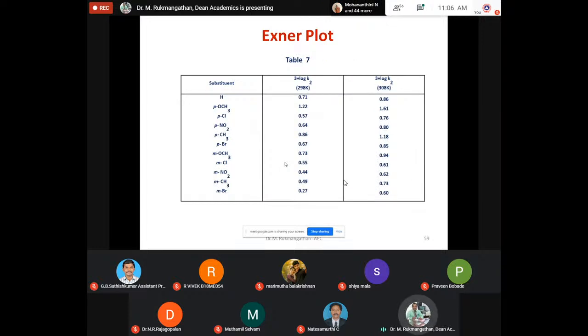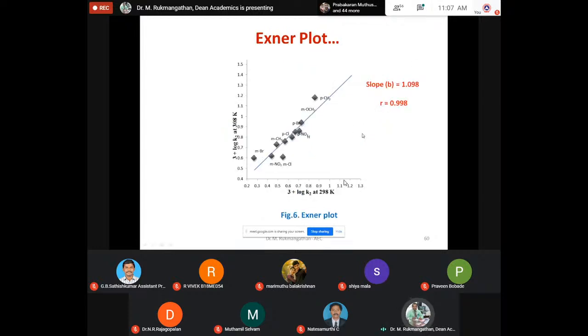This one is called the Exner plot. Actually, one parent compound, benzyl alcohol, and 10 substituted benzyl alcohols have been taken for the kinetic study. At various temperatures, for each and every case, we determined the observed rate constants. This one is the rate constants obtained at 298 Kelvin, and these are the rate constants obtained at 308 Kelvin. Here, these are tabulated. Now, these two sets of values are plotted. The plot is called the Exner plot.